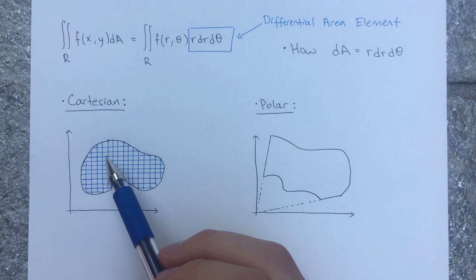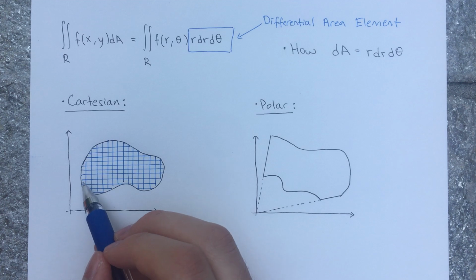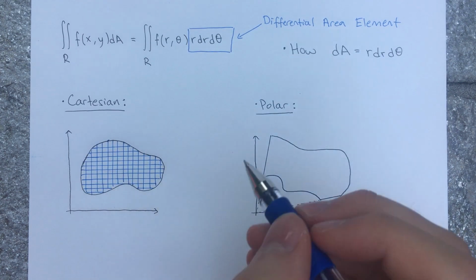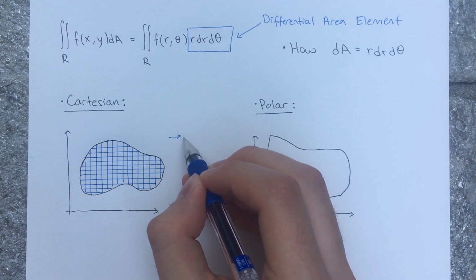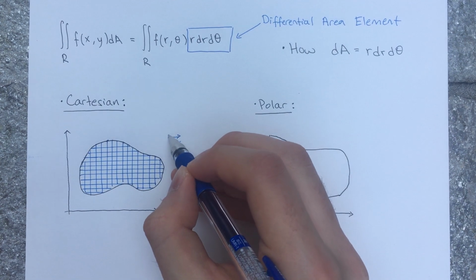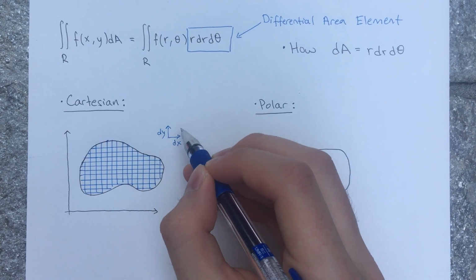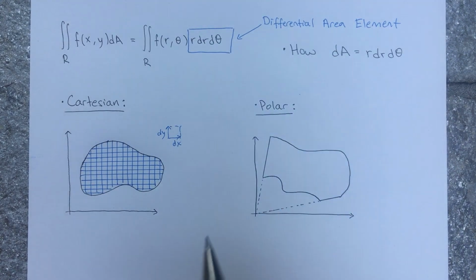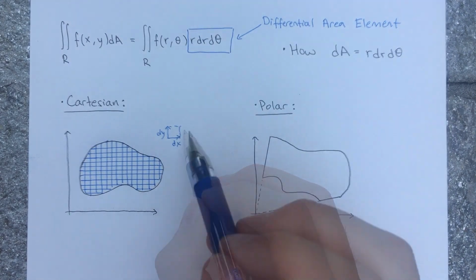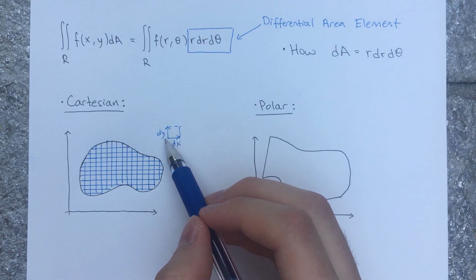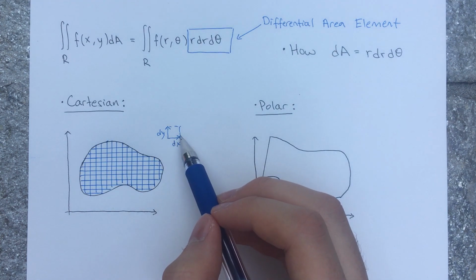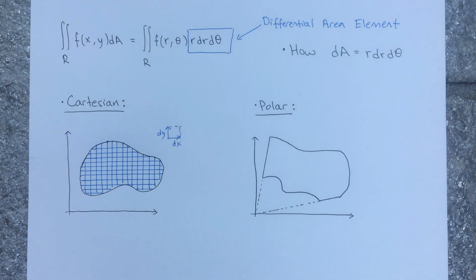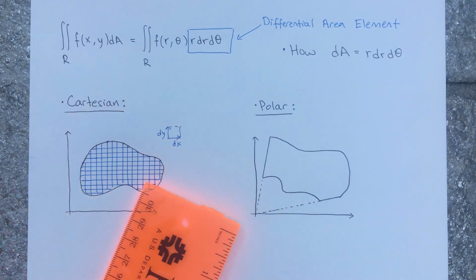So in Cartesian coordinates, we move along the x and we move along the y, and we create these tiny little areas, dA. You can take a small step to the right, dx, and a small step up, dy. And then we integrate these little areas. We add up these little areas, and as we take a limit, as dx and dy get infinitesimally small, this becomes an integral. So how is that different in polar coordinates?